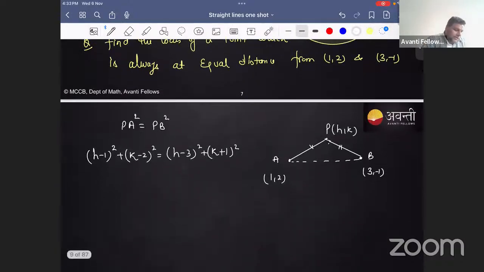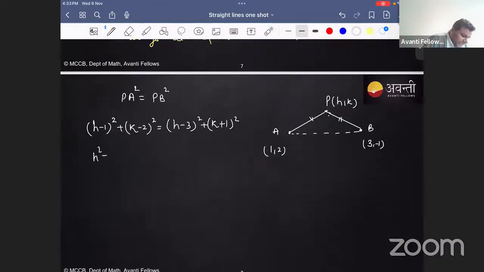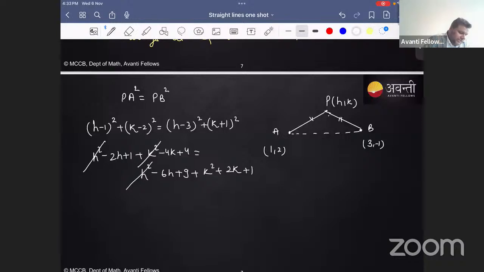Got it? Now you expand both of them. It is h square minus 2h plus 1 plus k square minus 4k plus 4 equals h square minus 6h plus 9 plus k square plus 2k plus 1. Now this h square cancels, k square cancels. So it became 4h minus 6k equals 5. 4h minus 6k is equal to 5. Got it?